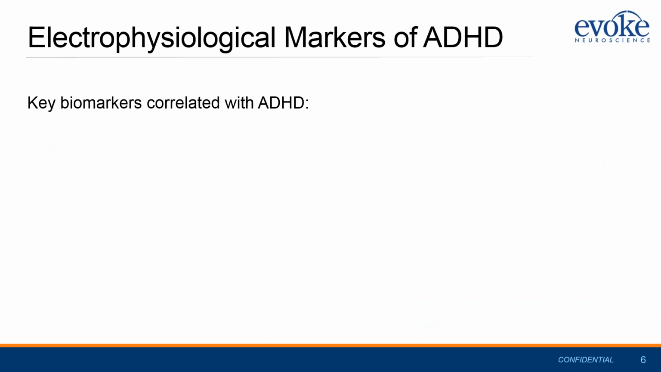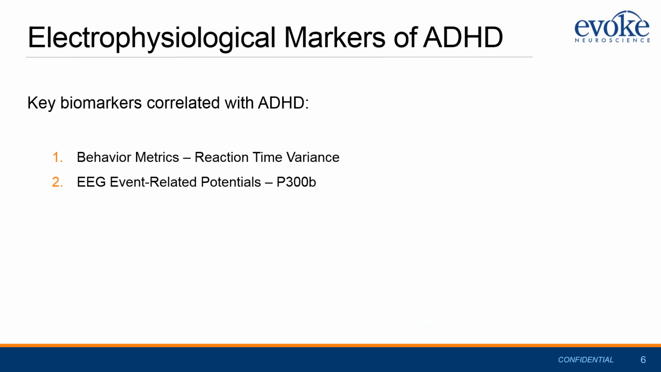So key biomarkers correlated with ADHD we're going to be walking through today. First is actually a behavior metric called reaction time variance. Second is our event-related potentials, specifically the P300D component. And third is our resting state EEG. We're going to be looking at head maps. And there are actually two kinds of ADHD we're going to be looking for. One presents with excess theta, so high power in the theta frequency band. And the other presents with excess beta, so high power in the beta frequency band. We're going to walk through what all of this looks like.